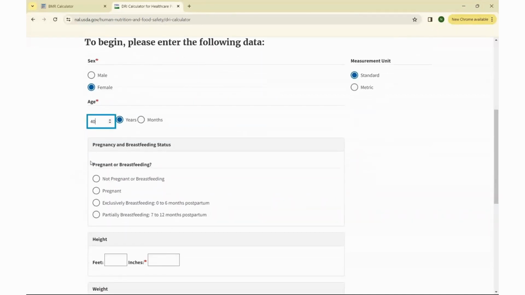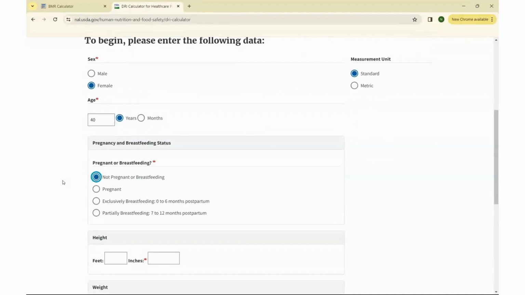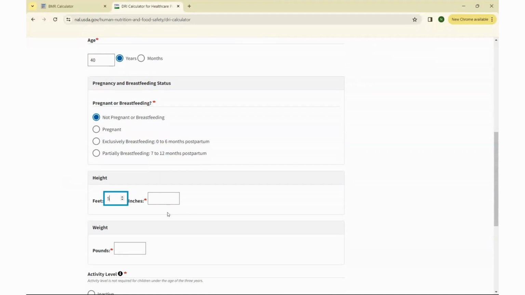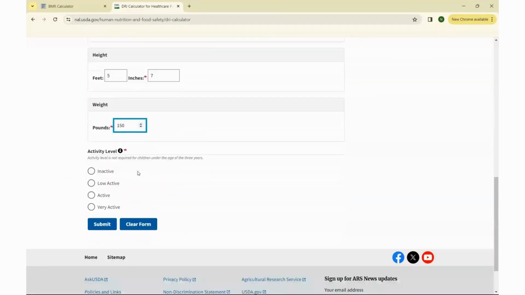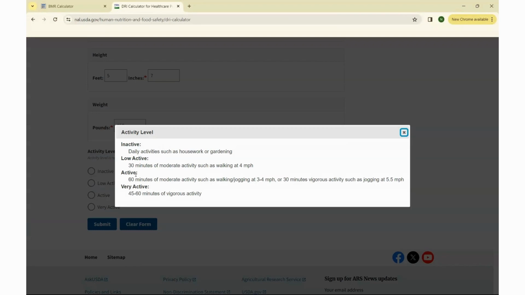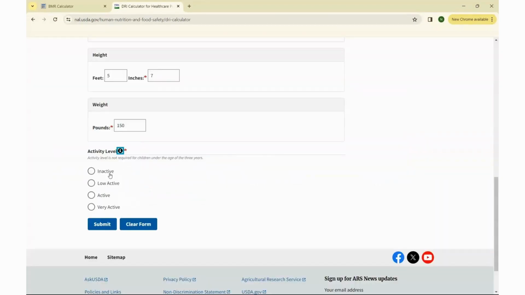For women, it's going to ask you if you're pregnant or breastfeeding. We'll put our height again, and again, our weight in pounds. And then here you choose your activity level. If you click on this little I for information, it defines what they're using for these different activity levels. So I'm going to choose active and submit.